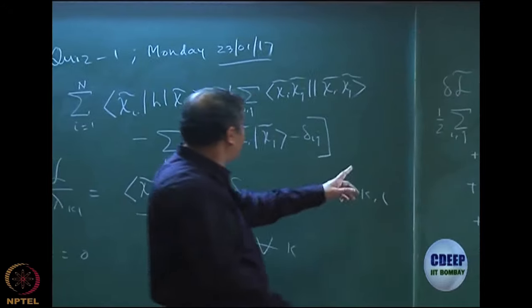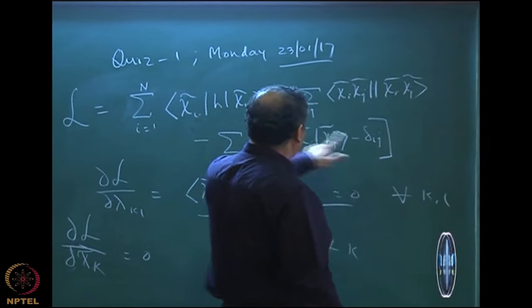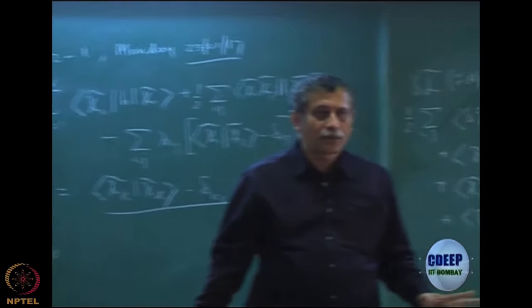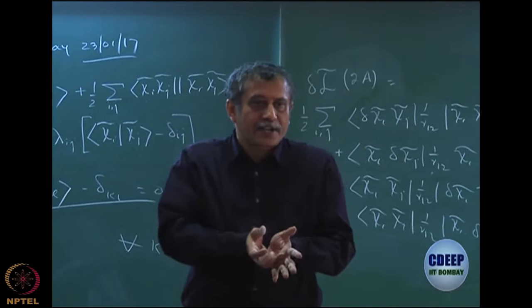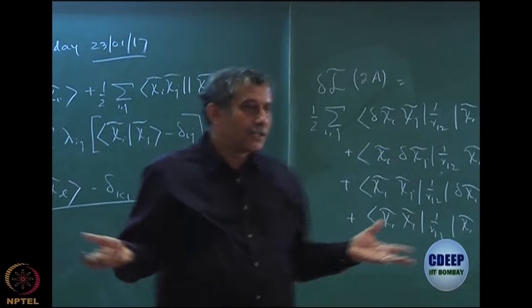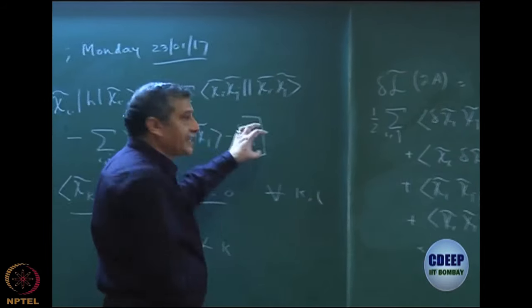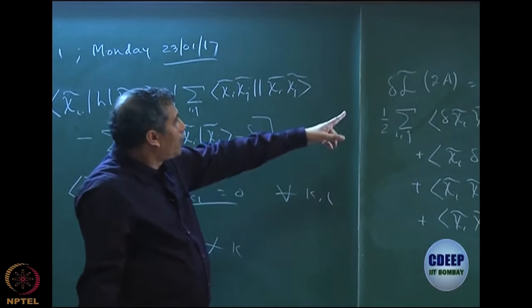Of course, the first order change to this quantity, lambda ij times delta ij, is 0. So, I am writing only the change because that is a constant. Kronecker delta is a constant. This is also a constant. So, I am not writing this minus delta ij because we are writing only the change.